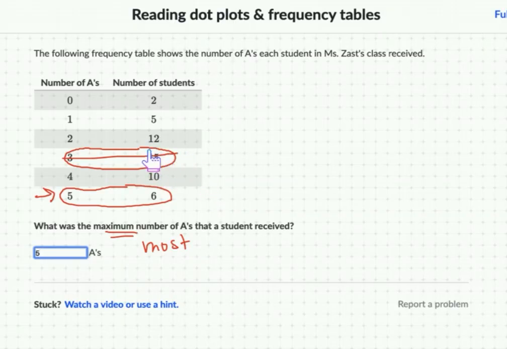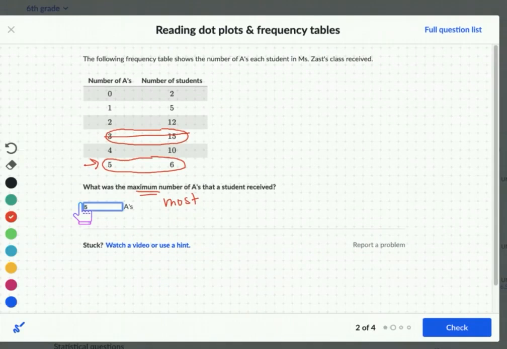The most number of people chose this option or got this option. Most people got 3 A's. However, the most possible that a student could receive was 5 A's. So very important to read that question properly and read your frequency table properly.